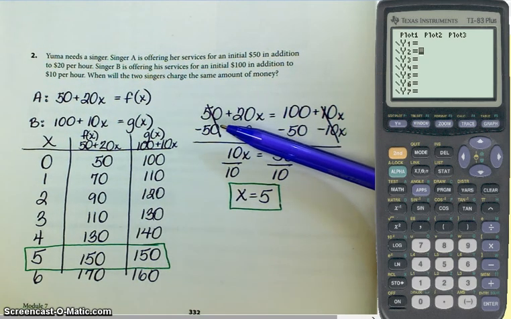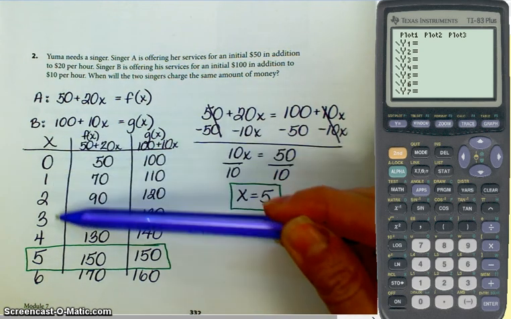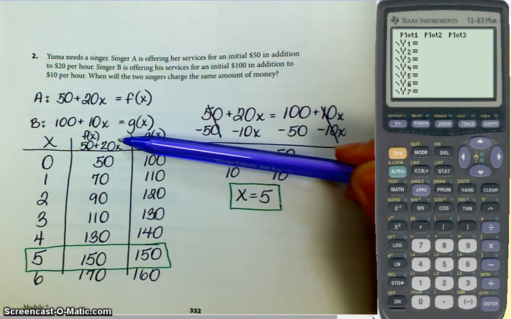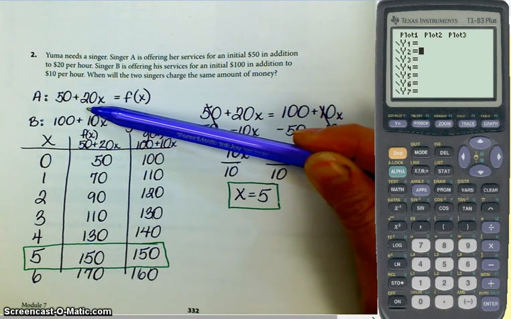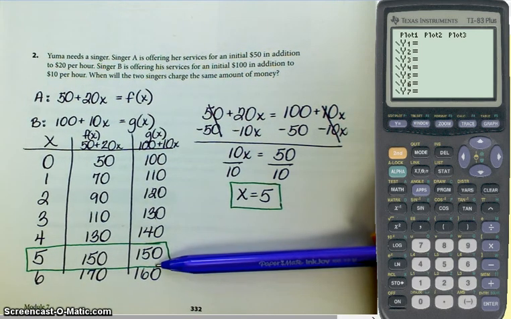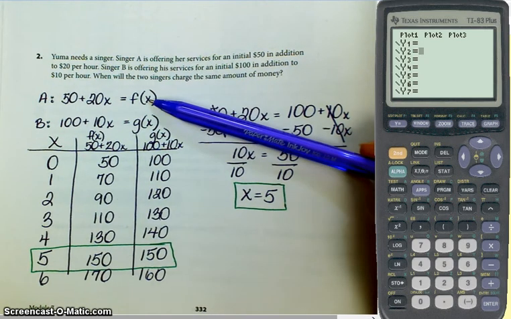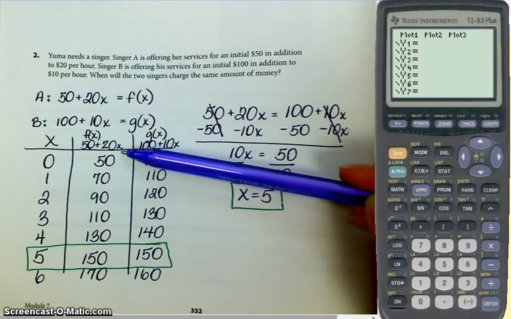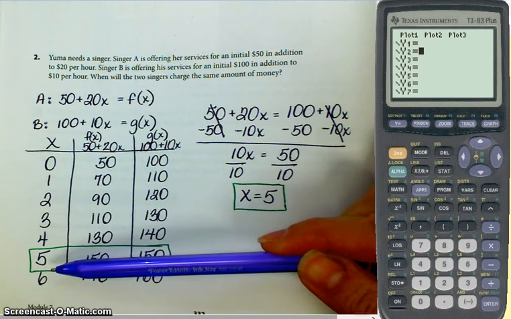We've already done this part in class. Notice that you just create a table. Here are your x values. Here are your y values for your first singer A. Here are your y values for your second singer, or singer B. Okay, or I called them f of x and g of x. But anyway, these are your costs based on the number of hours that you hire these guys for.